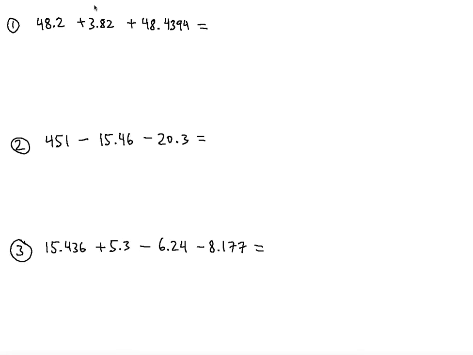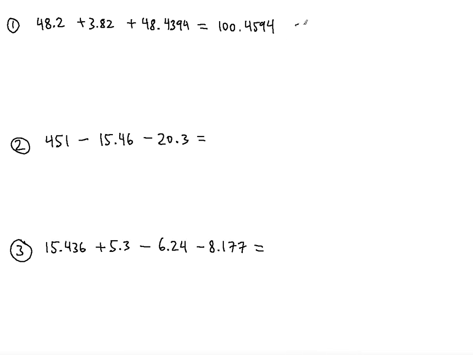We would like to see how to add these numbers and then round the final result according to the appropriate number of significant figures. So if you do this in your calculator, and I'm not going to do intermediate rounding, I'm just going to do everything in one step and then round at the very end. So 48.2 plus 3.82 plus 48.4394 gives me 100.4594. Now how are we going to round this?